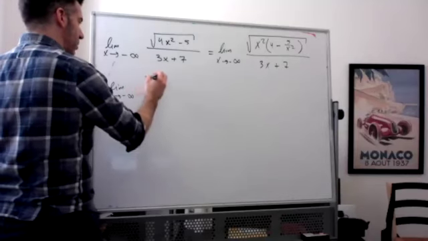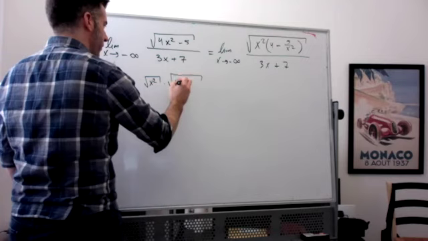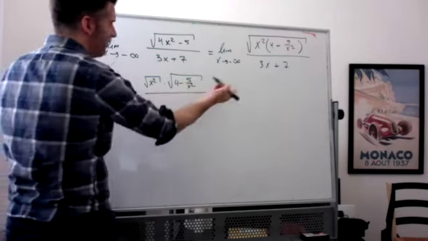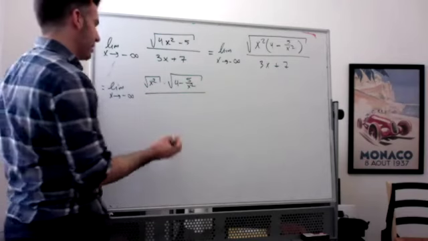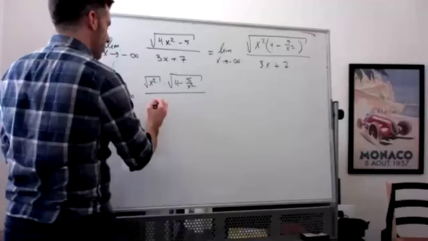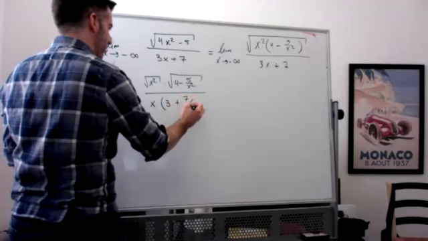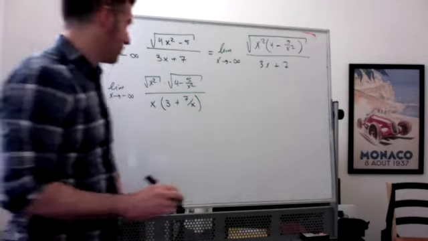So I'm going to write this as the square root of x squared times the square root of 4 minus 5 over x squared, over, I'm actually going to factor out an x from the denominator as well. People don't always do this, but I find it easy to do this. So I'm going to do x times 3 plus 7 over x.